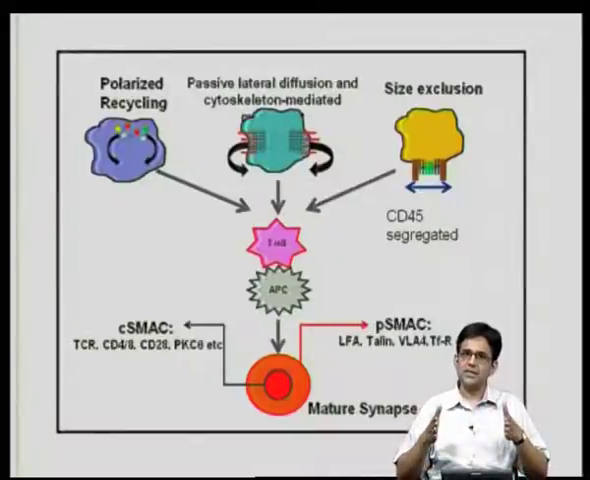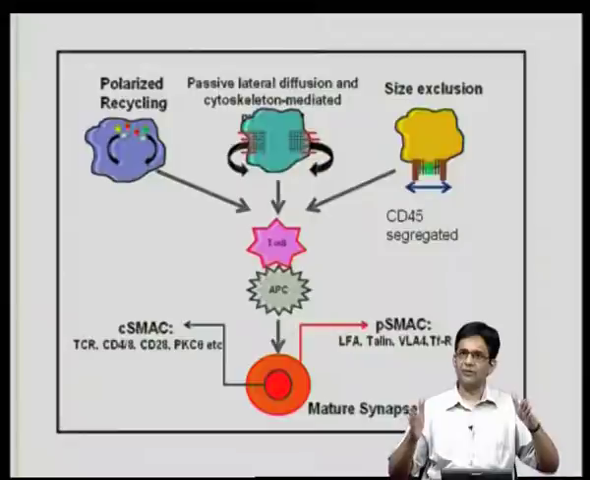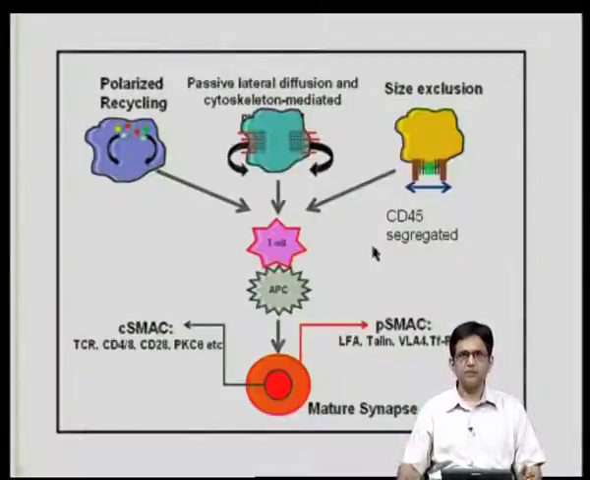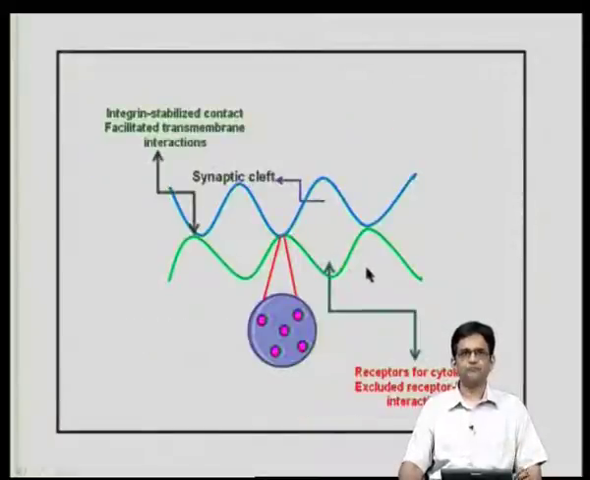You will recall that CD45 is a phosphatase, and its primary job is to inhibit T cell activation. So, once you want to initiate T cell activation, it might be a good idea to have the phosphatase away, and size exclusion is used. So, you have different processes that come together to form this T cell synapse, a very important part of T cell activation.